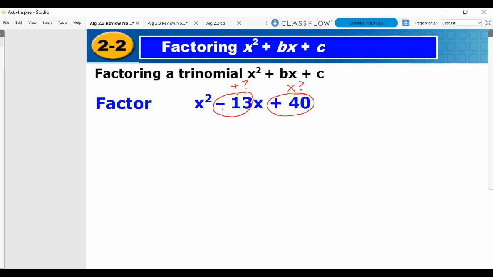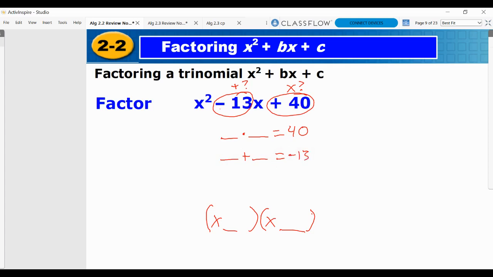It's still going to look like this. You're going to have x times something else and another x times something else, so two binomials getting multiplied together. We just need to figure out what goes in those blanks. We'll set up our problem the same way. We're going to have two numbers that multiply to give us positive 40 and two numbers that add together to make negative 13.